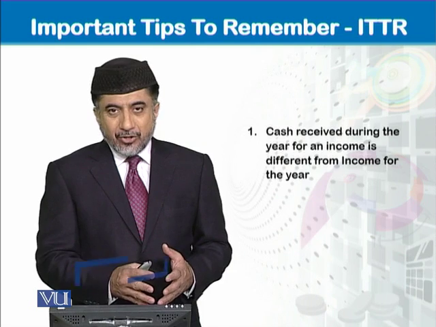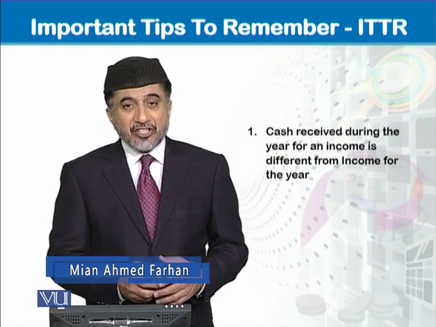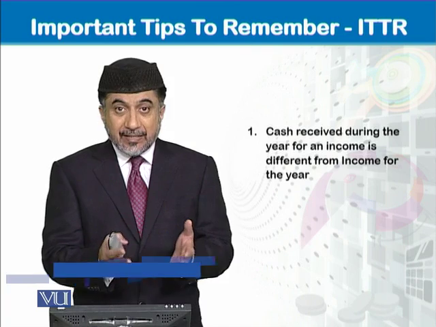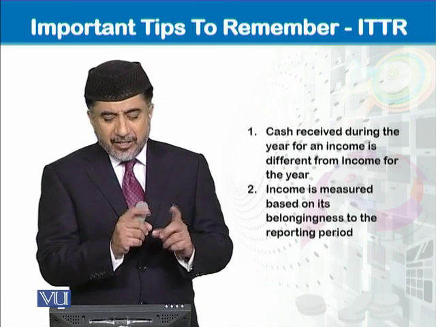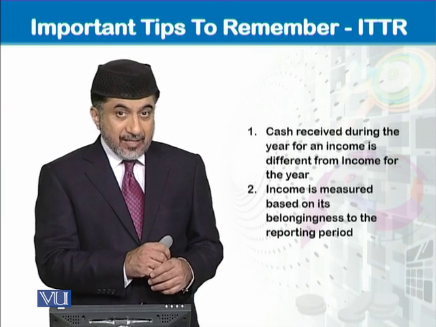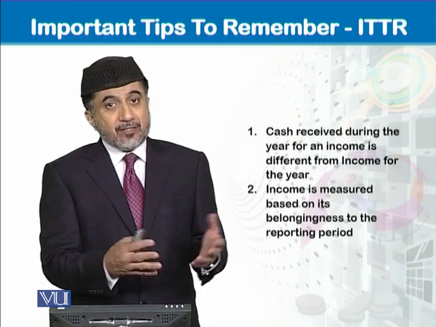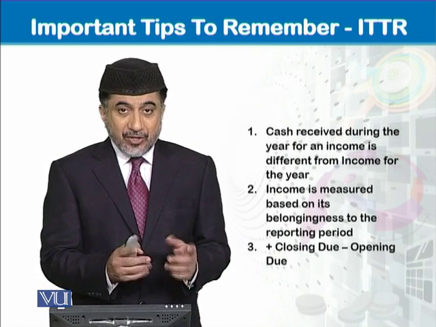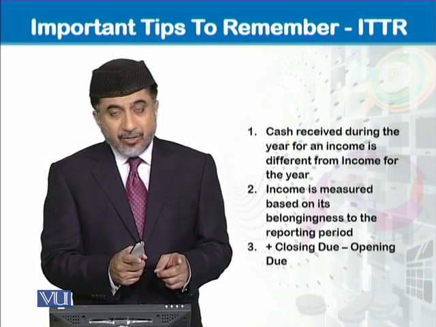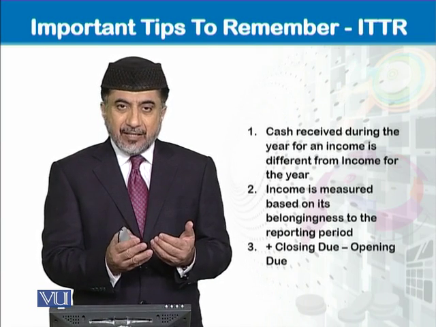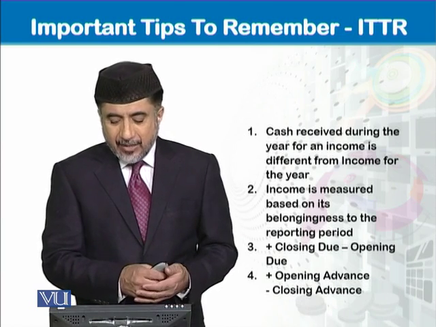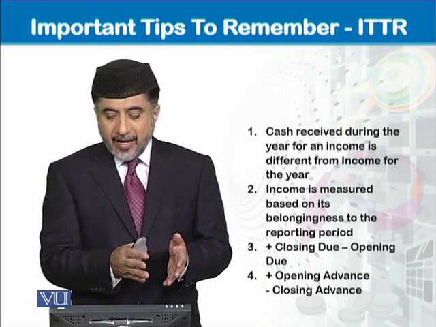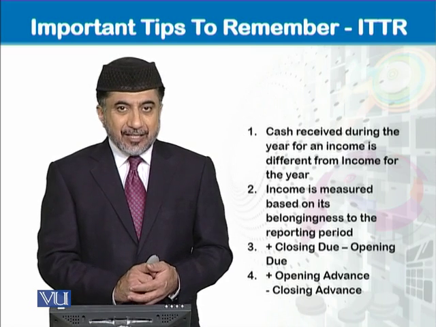But for this module, just keep this in your mind: cash received during the period for an income is always different from the income for the year. And income is measured based on its belonging to the reporting period, regardless of whether we have received it or not. And the formula is that closing due is always added to the income received during the year, and opening due is subtracted. Due and owing is the same thing. And then opening advance is added to the income received during the year, and closing advance is subtracted from the income received during the year.